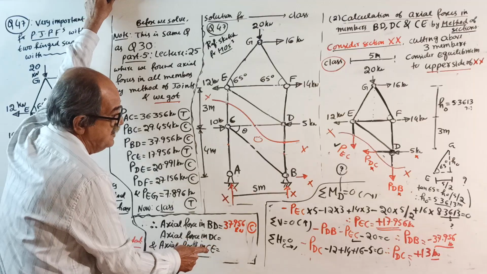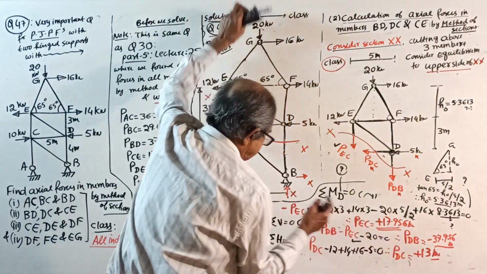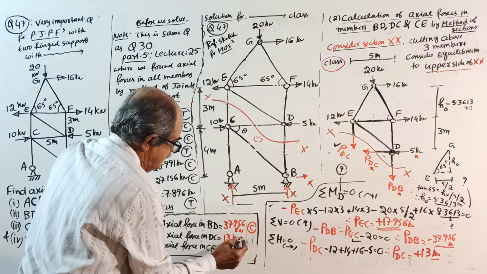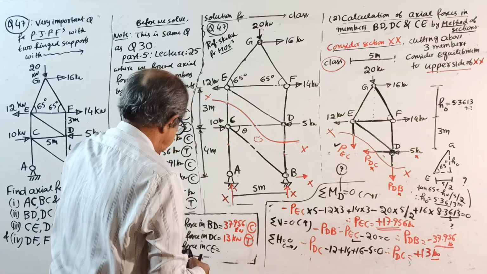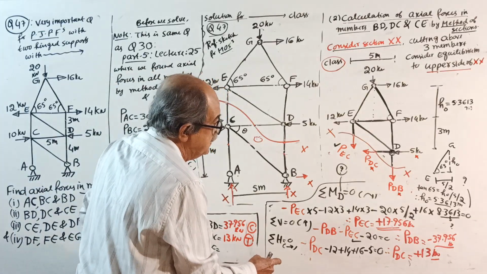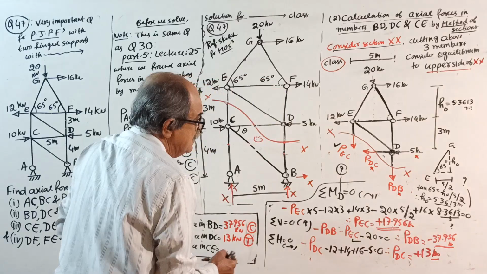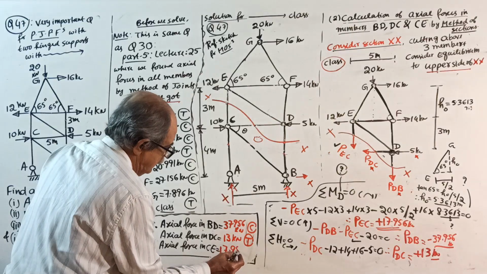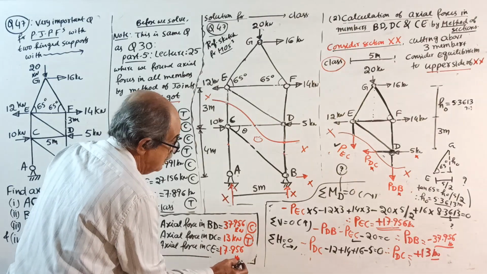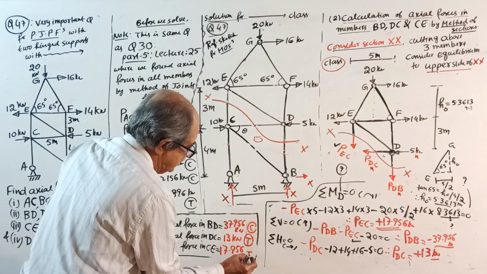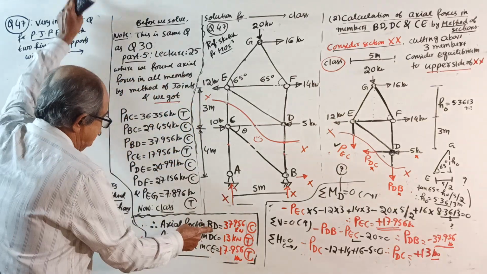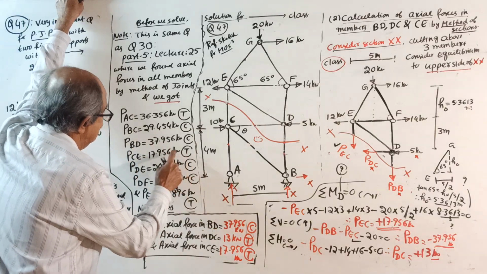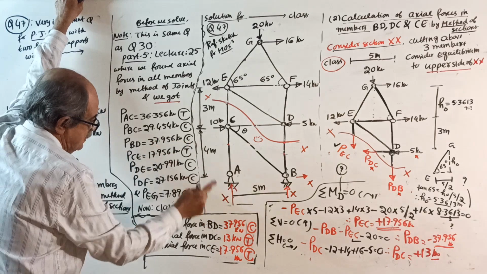Axial force in DC, that is CD, 13 kilonewton tension. Axial force in CE or EC, 17.956 kilonewton. What sign came? Plus came, so tension. See here. Axial force in BD, 37.956 compression. See here, compression.